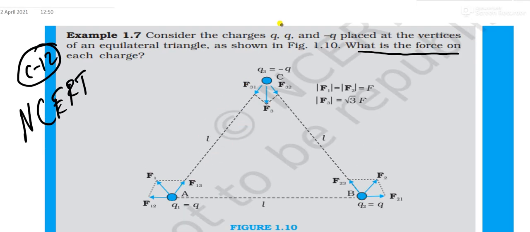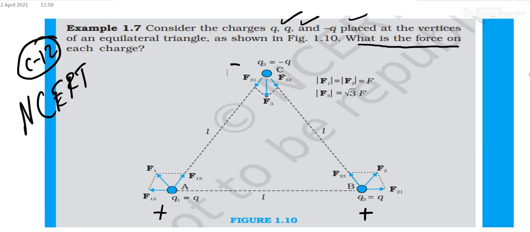There are three charges: Q, Q, minus Q. Plus Q is placed at A, plus Q is placed at A, minus Q is placed at the point B. Okay, so they asked what is the net force acting on each charge. First we will see the force acting on each charge, then we will see the net force acting. A point plus, B point plus, C point minus.